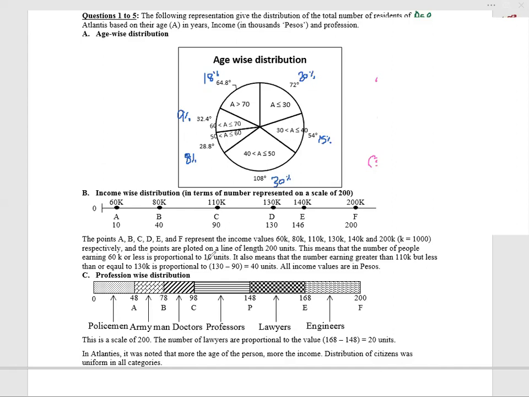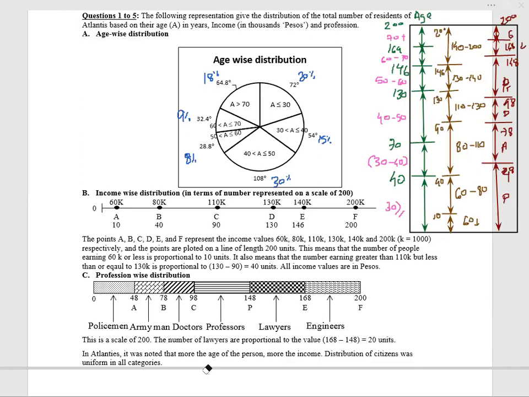And then finally, the percentage breakup, out of 200, the contribution breakup in various professions. 48 people out of 200 are police. So we'll deal with 200 people. 30 army, 20 doctor, 50 professor, 20 lawyer, 32 engineer. I'll try to put them on a similar number line, which I've done here.